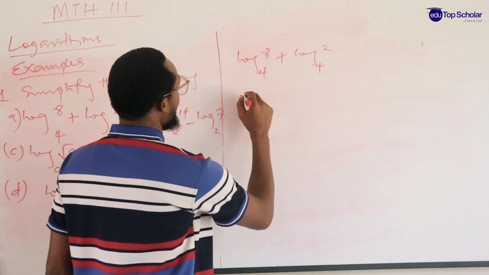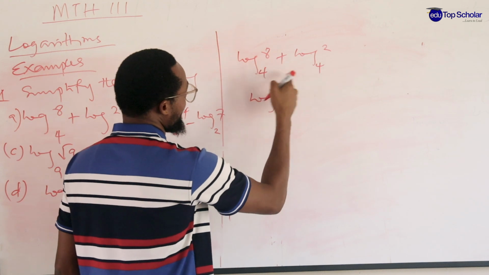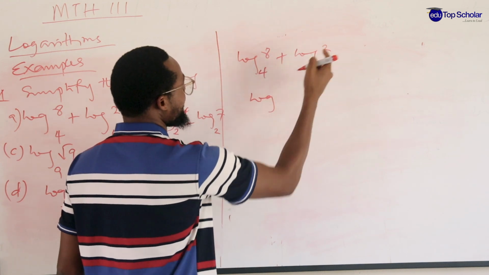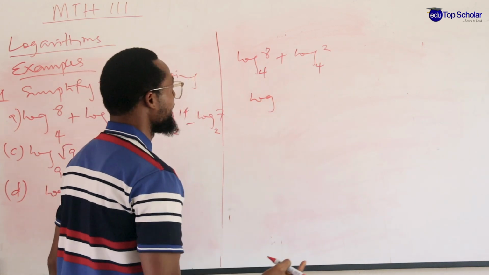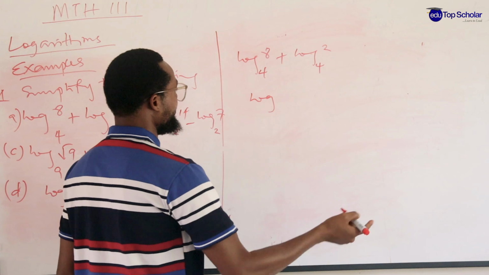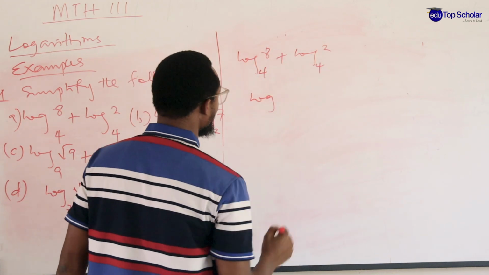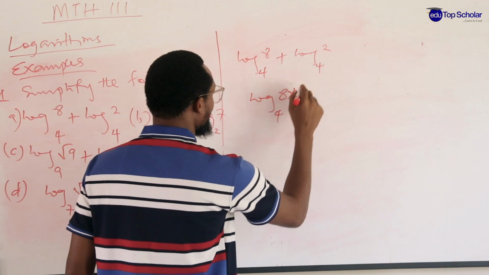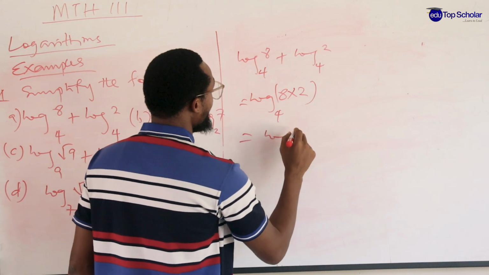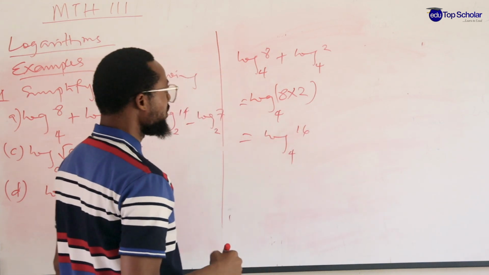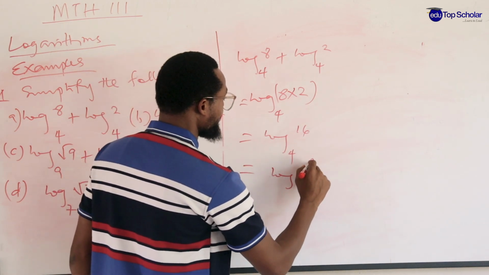Now, if we have log, because their bases are the same, we can just multiply. Since the first law tells us that log a b is the same thing as log a plus log b, therefore log 8 plus log 2 of common base 4 will give us log 8 times 2 base 4. And this one will give us log 16 base 4. Don't forget, our 16 can be written as 4 raised to the power 2, base 4.